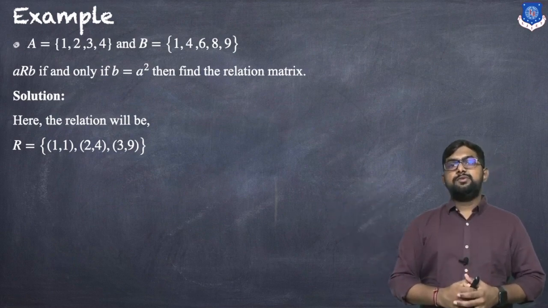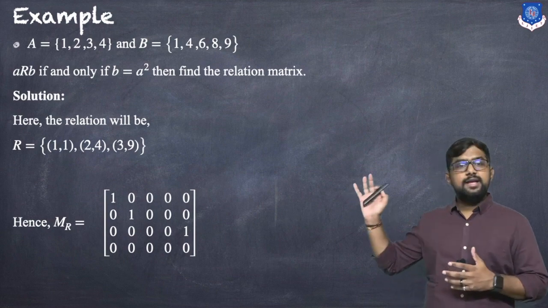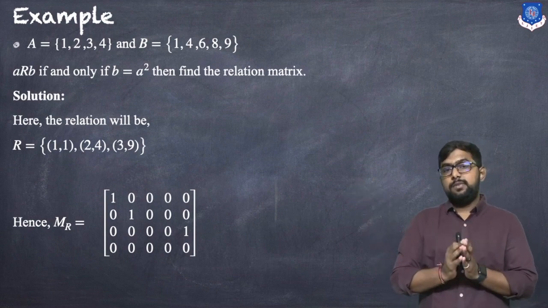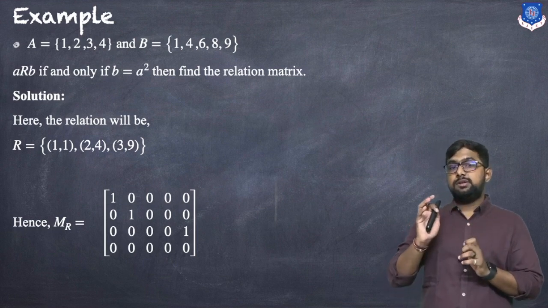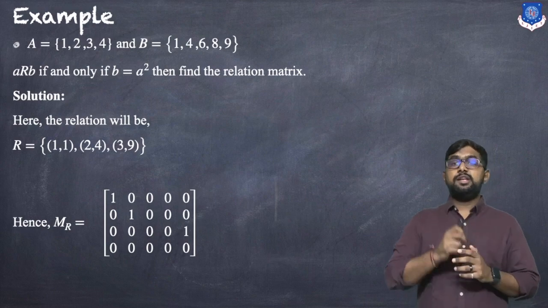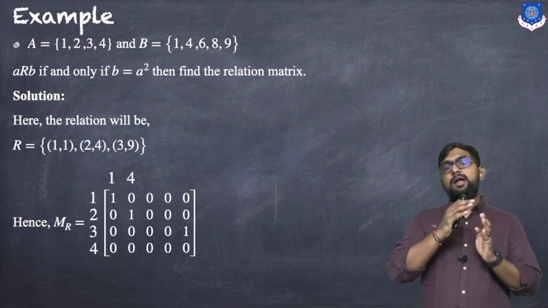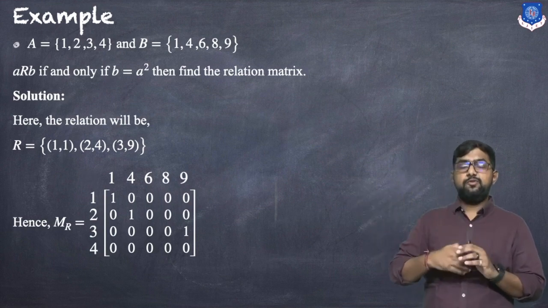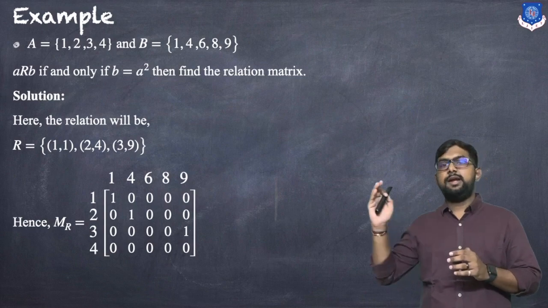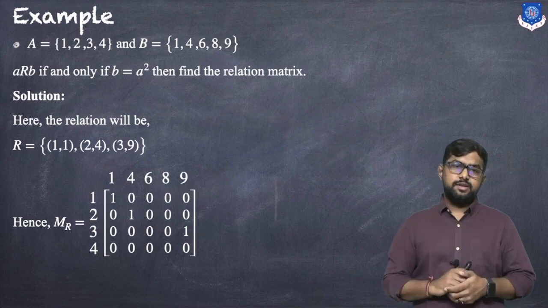Okay. Now see how to find the matrix. So this will be the matrix. Now A has how many elements? That is 4, and B has 5 elements. So in the matrix, the number of rows will be 4 and the number of columns will be 5, according to the order of A and B. So it is represented like this. The rows represent 1, 2, 3, 4, and the columns represent 1, 4, 6, 8 and 9. Now see, in the relation only 3 entries are there, so that is (1,1).